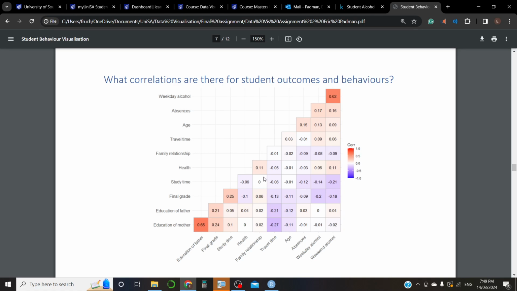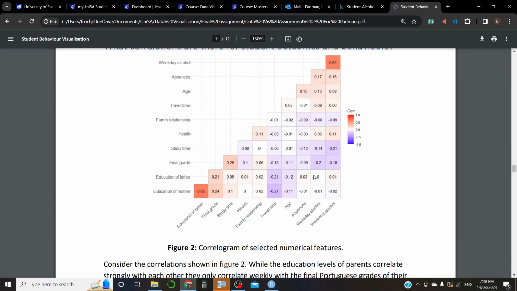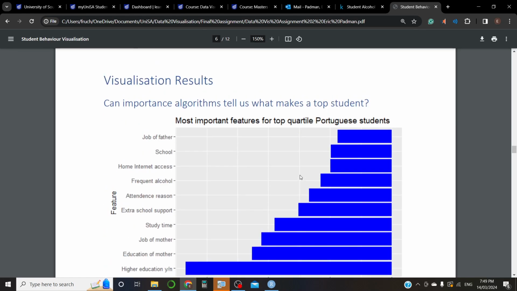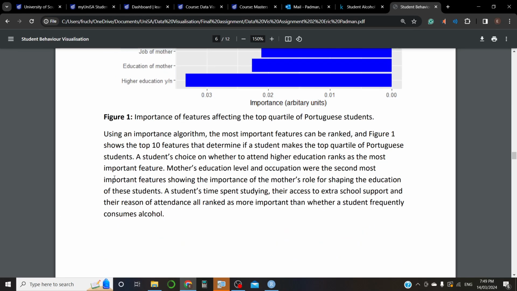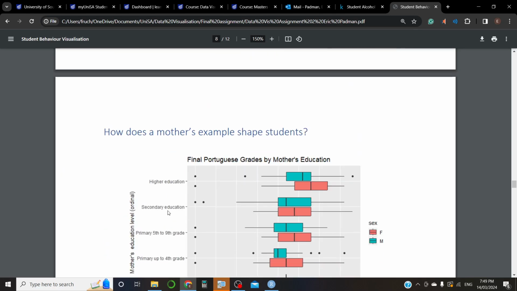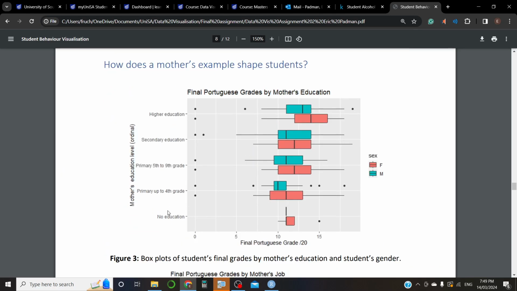These are only the ones that I could use that had numerical values. Education levels were categorical data. A lot of stuff here was categorical data that I couldn't do much with as far as the correlogram anyway. But here's a way we could do it.